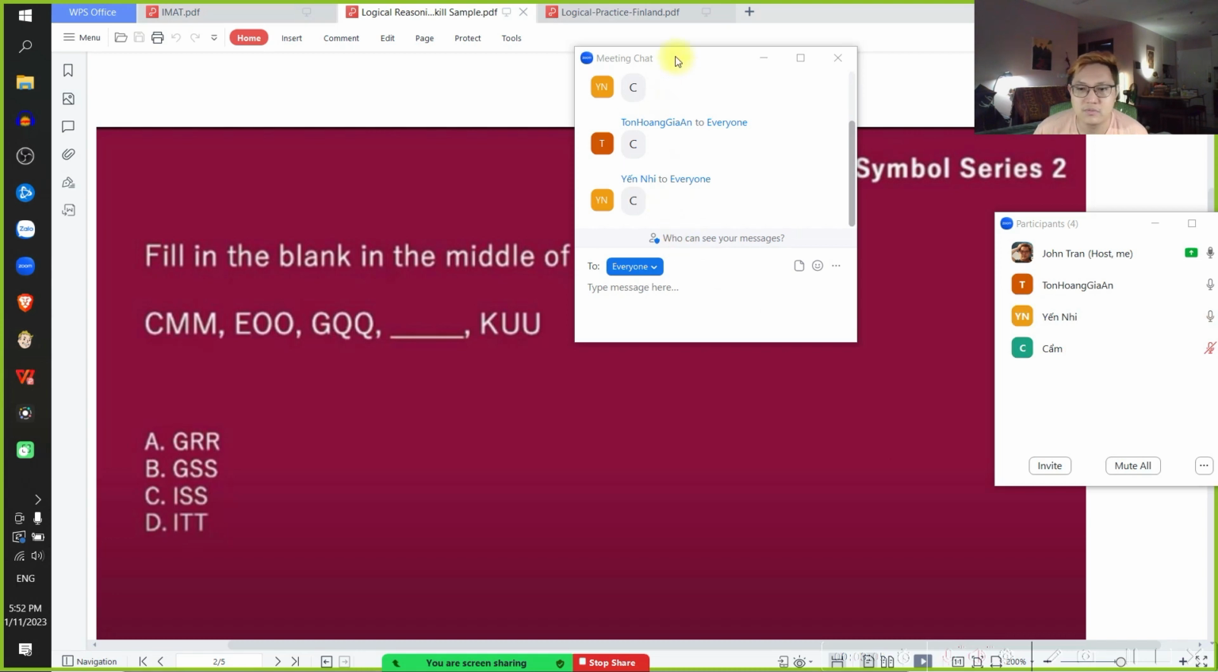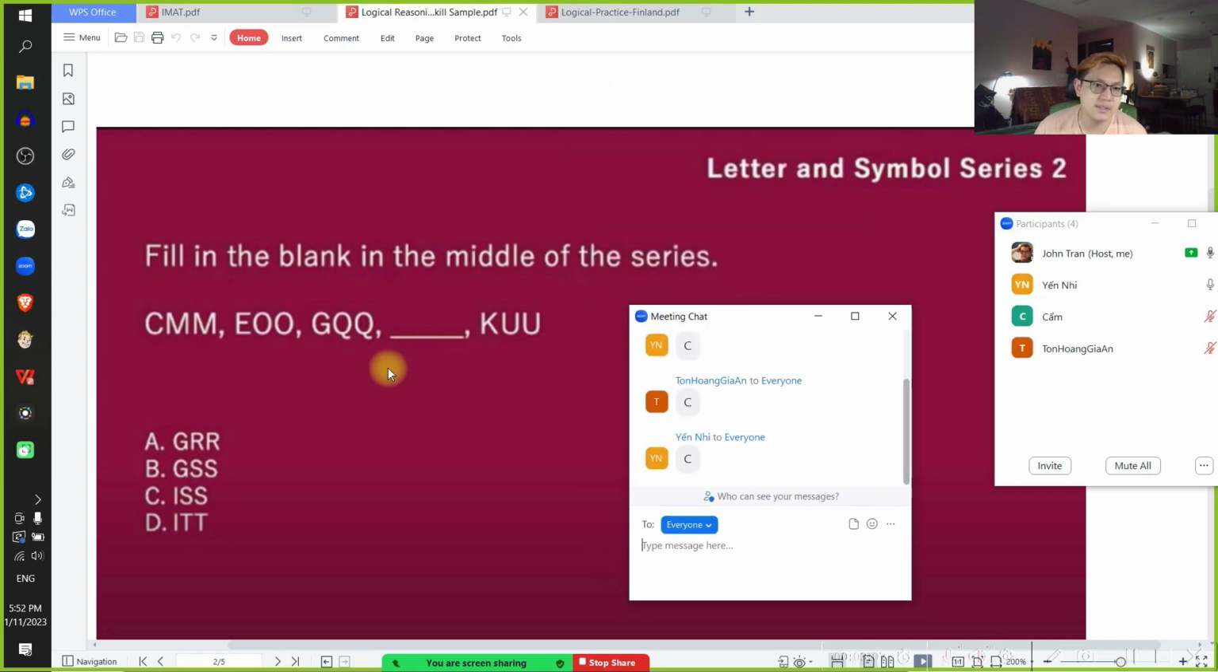Very good. Very good. The answer is C. Because it's easy, right? A, B, C, D, E, F, G, H, I. So the next one should be I, right? Nó cách nhau hai ký tự. There are two letters difference after this one. So G, E, F, G, H, I. So the next one should be I.